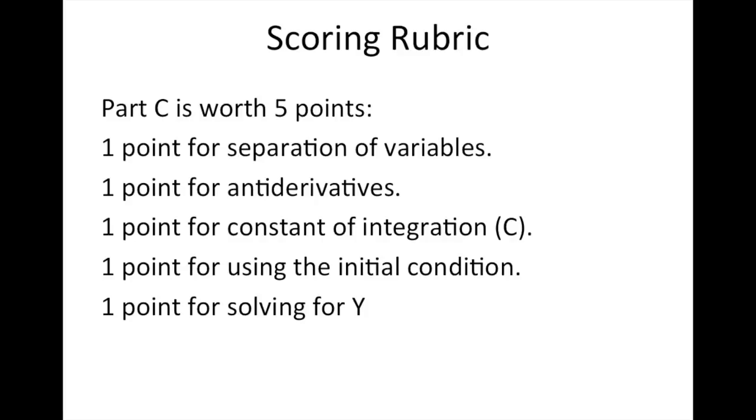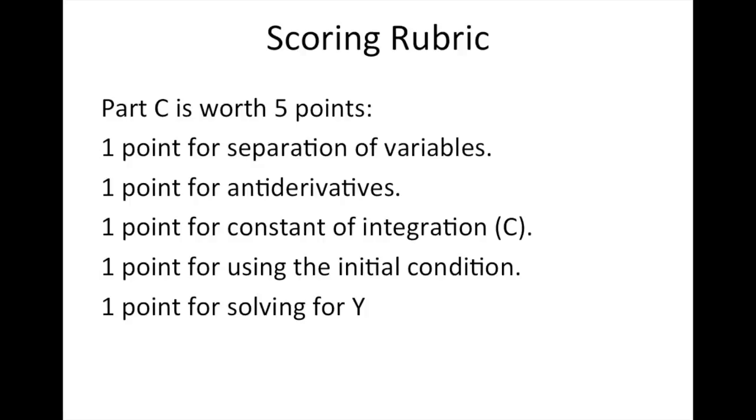Part C is where the majority of the points for this FRQ come in. And it's worth 5 points. So you get 1 point for separation of variables, just putting the y dy and then the x dx on each side. 1 point for antiderivatives, just taking the antiderivatives of the functions correctly. 1 point for constant of integration, so just remember to add c. 1 point for using the initial condition, so just plug the initial condition given into the equation to solve for c. And then 1 point for solving for y correctly.